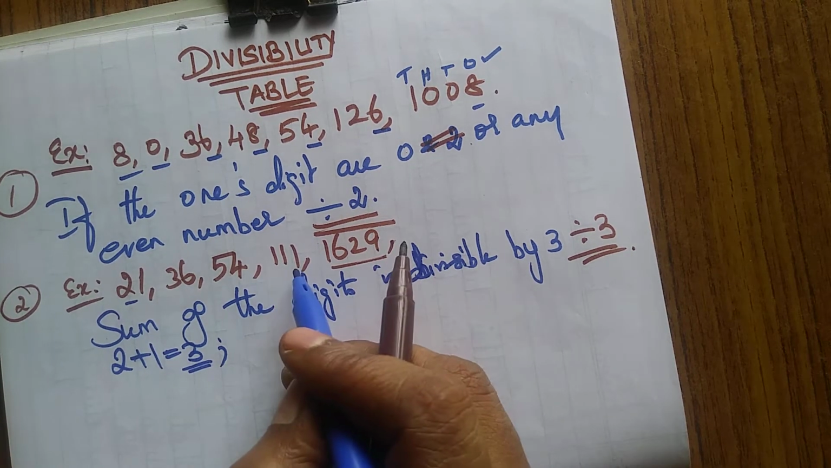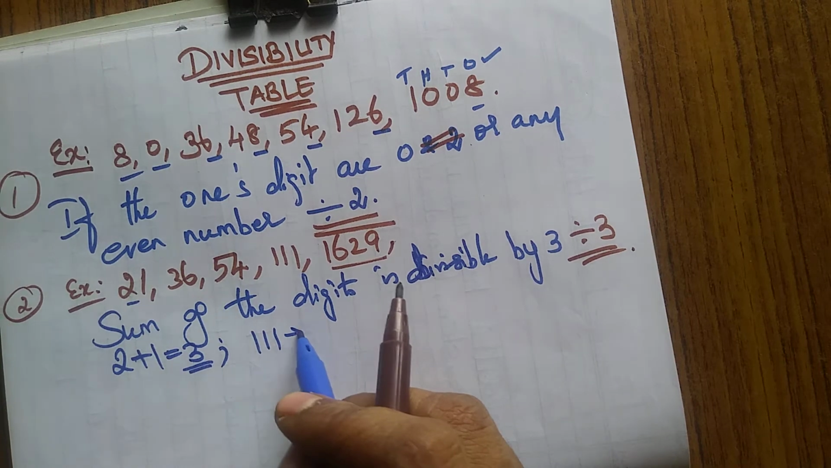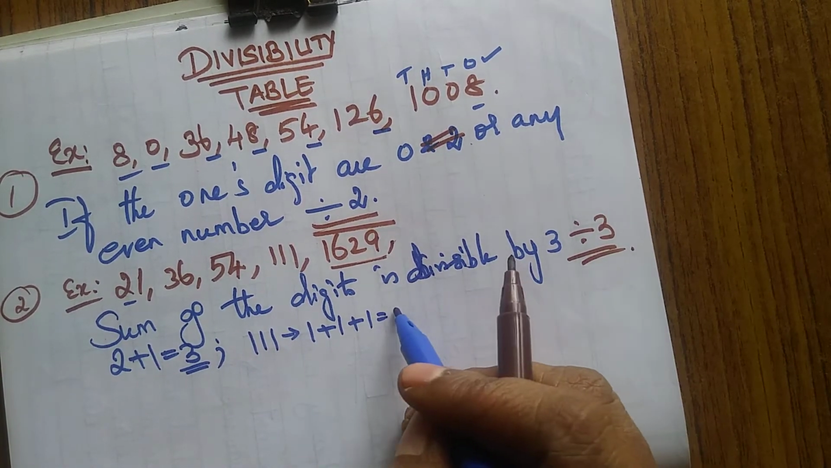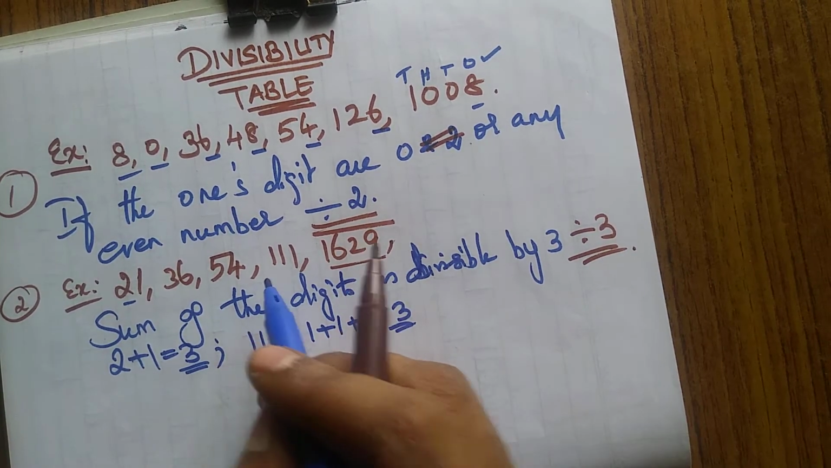Shall we take a triple-digit number? 1, 1, 1. If you sum up, meaning add all these numbers, what are you getting? You're getting 3. Again, 3 is divisible by 3. So the given number is divisible by 3.